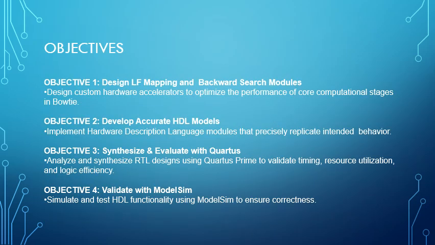This is the objective of this paper. The first objective is to design last first mapping and backward search module. We will design the custom hardware accelerator to optimize the performance of core computing stage in Bowtie. Second objective is to develop accurate HDL model of the modules. So we will use Verilog HDL to model the behavior of the module that we want to design.